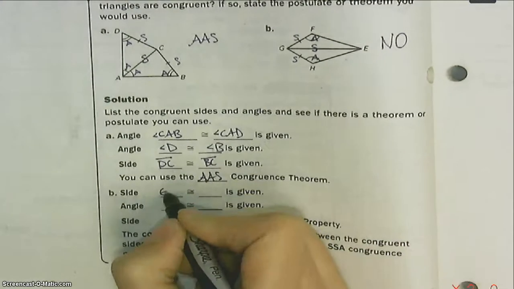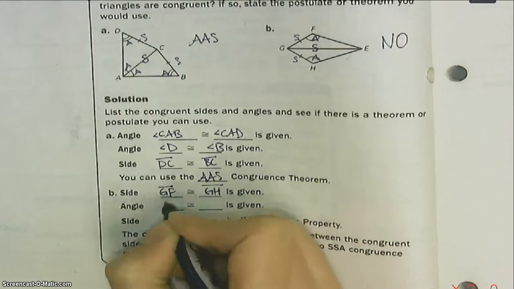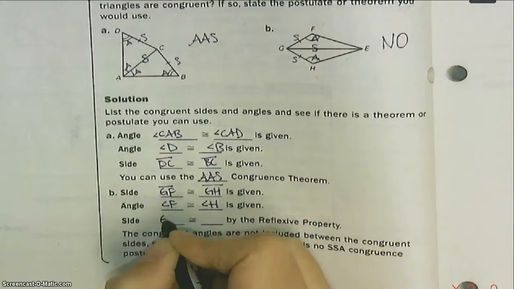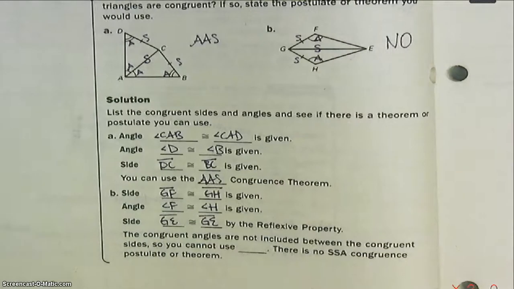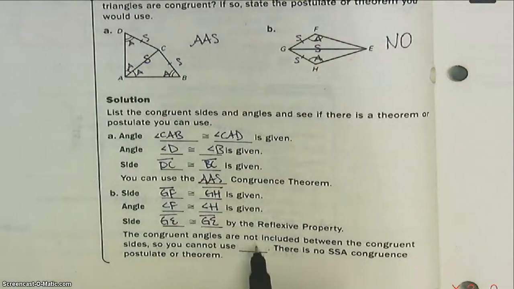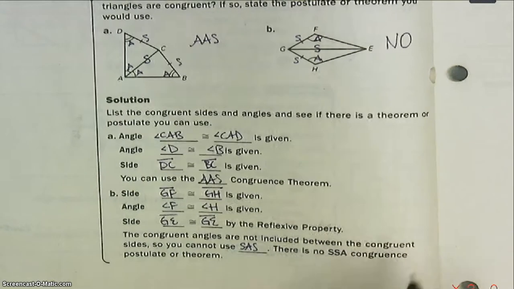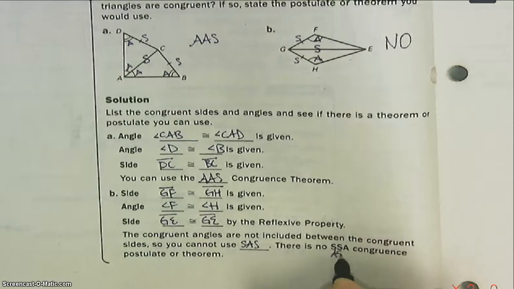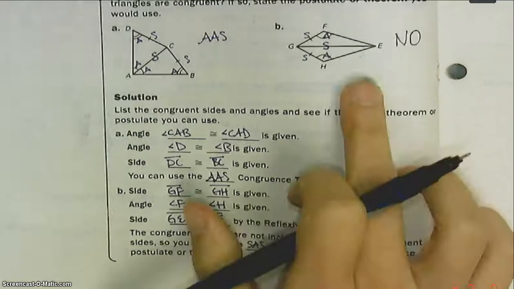Over here, we had a side, GF and GH. We had an angle, and then they shared a side. Remember, that's called reflexive. But the angles aren't in between, so you can't use SAS. And there's no side-side-angle or angle-side-side. That doesn't work. So this doesn't work, and it's not a right triangle, so that's why that was no.